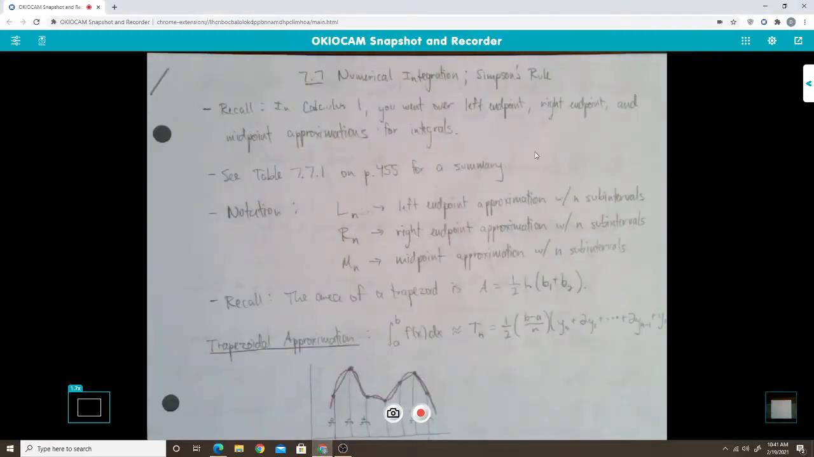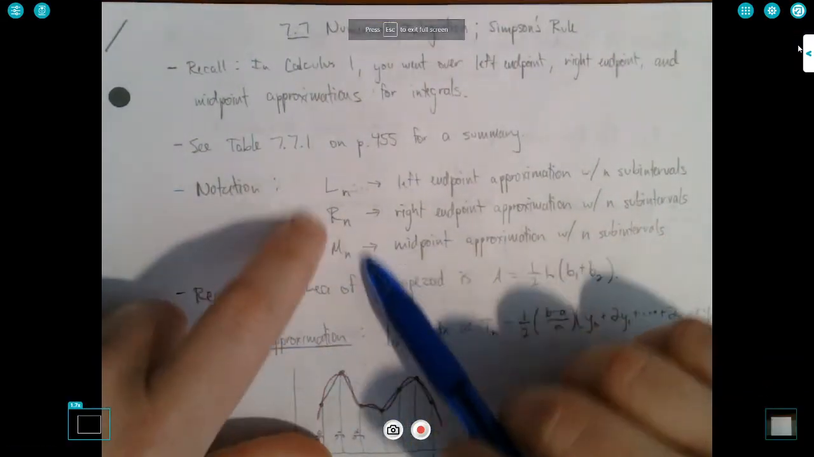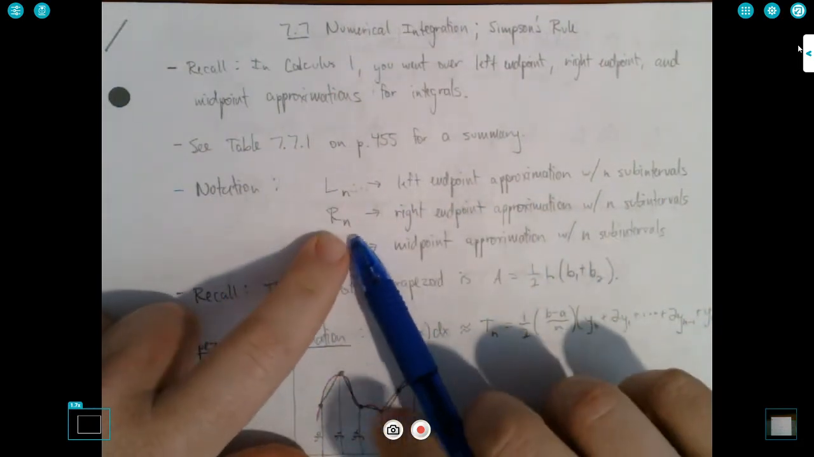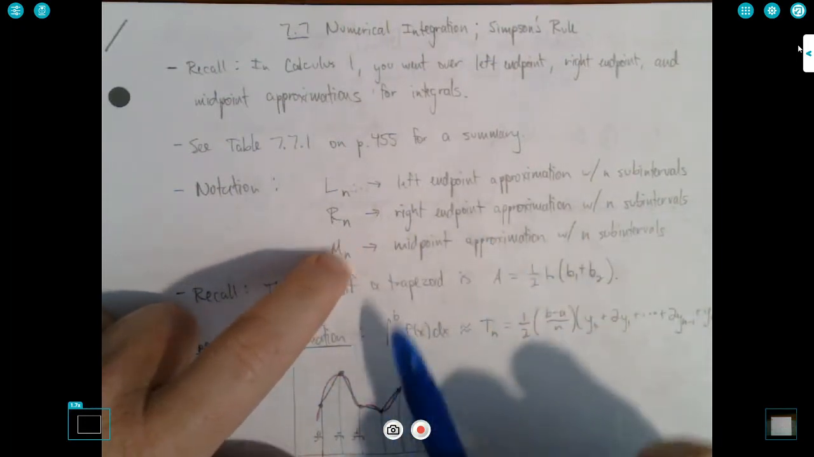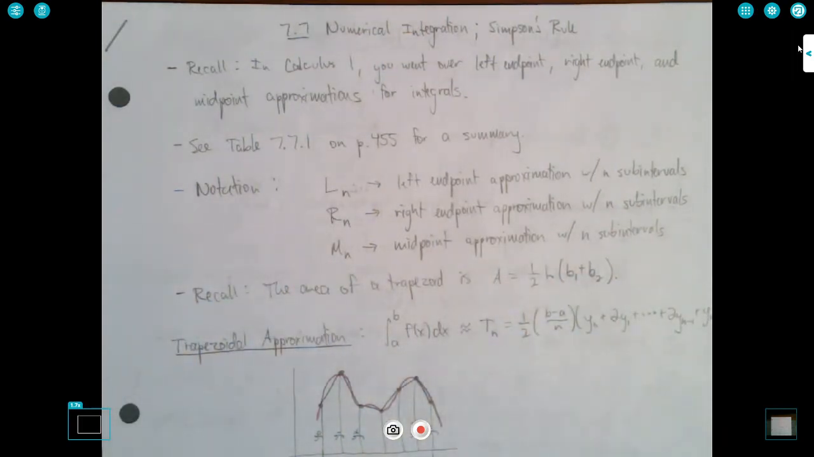For the purposes of this lecture, and this class really, we'll use this notation. So Ln is going to be the left endpoint approximation with n subintervals. Rn is going to be the right endpoint approximation with n subintervals, and Mn is going to be the midpoint approximation with n subintervals. Okay. So what I want to do in this section is show you two more approximation techniques that you haven't seen before. One of them is the trapezoidal approximation, and the other one is Simpson's rule.